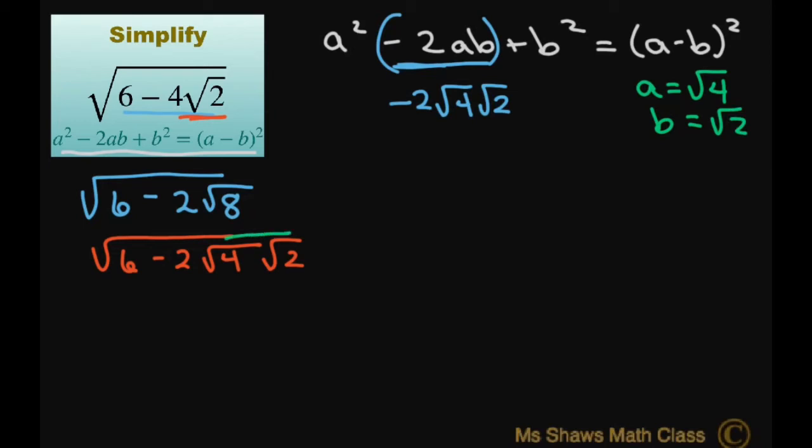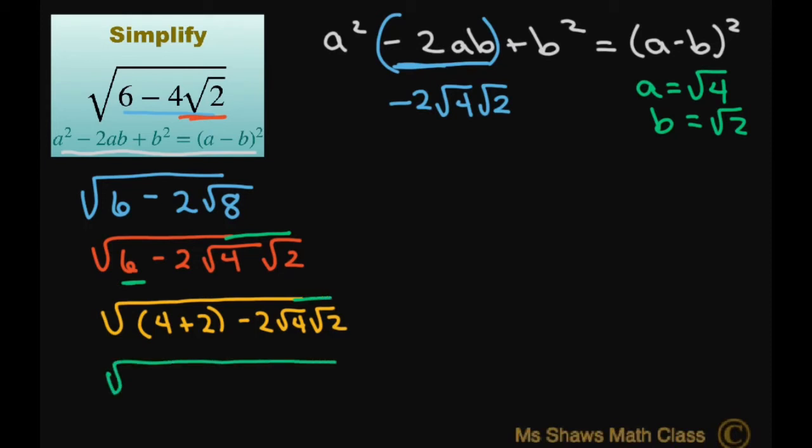Now we can use this, if I can rewrite this 6 here as 4 plus 2. So if I write my 6 as 4 plus 2 minus 2 square root of 4 times square root of 2, and then rearrange this as square root of 4, or just 4, minus 2 square root of 4 square root of 2 plus 2. Now I'm going to use substitution because I have a is square root of 4 and b is square root of 2, and we have a 4 and 2 here.